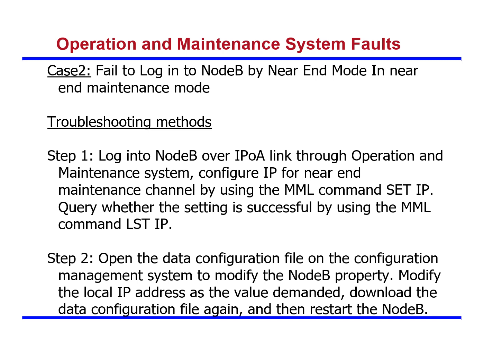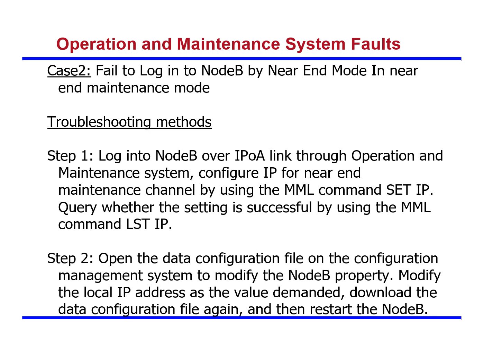Case 2. Fail to log into the Node B by near-end mode in near-end maintenance mode. The troubleshooting methods are: Step 1. Log into Node B over IPOA link through operation and maintenance system. Configure IP for near-end maintenance channel by using the MML command SET IP. Query whether the setting is successful by using the MML command LST IP.